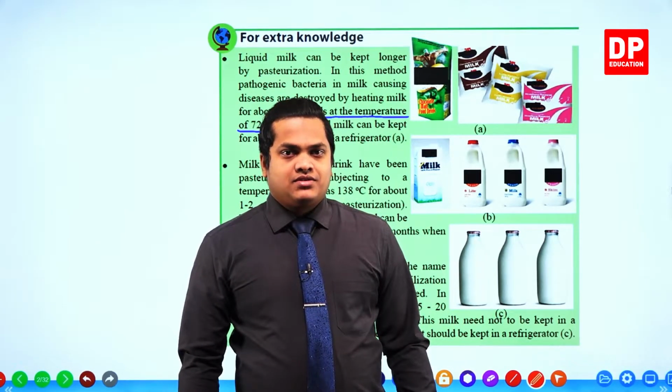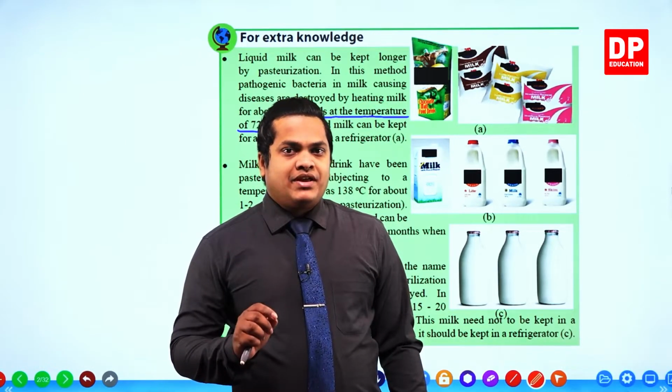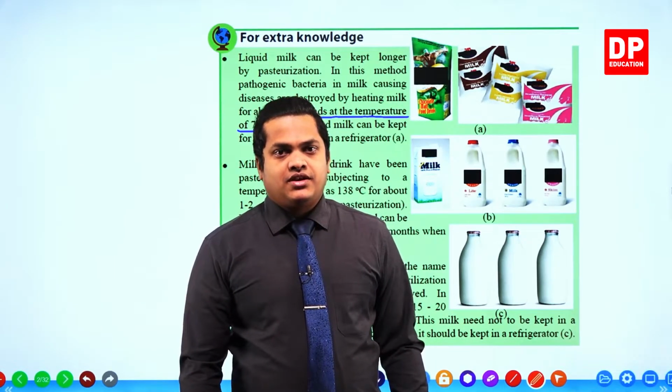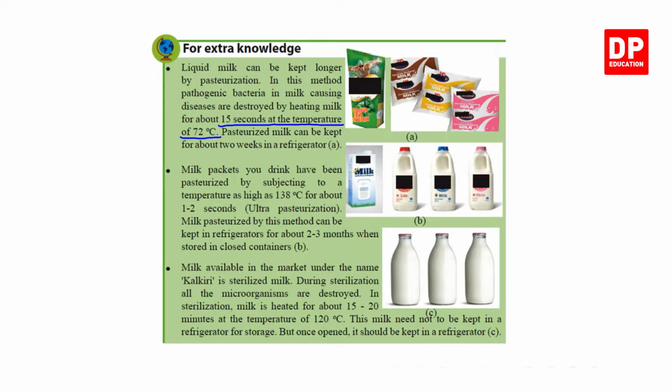So these milk products are mainly pasteurized in order to be preserved. Here we maintain a temperature of 72 degrees for about 15 seconds to destroy the pathogenic microorganisms contained within the milk. Then, some milk packets you drink have been pasteurized by subjecting them to a temperature as high as 138 degrees Celsius for about 1 to 2 seconds. This is also referred to as ultra pasteurization. Milk pasteurized by this method can be kept in refrigerators for about 2 to 3 months when stored in closed containers.